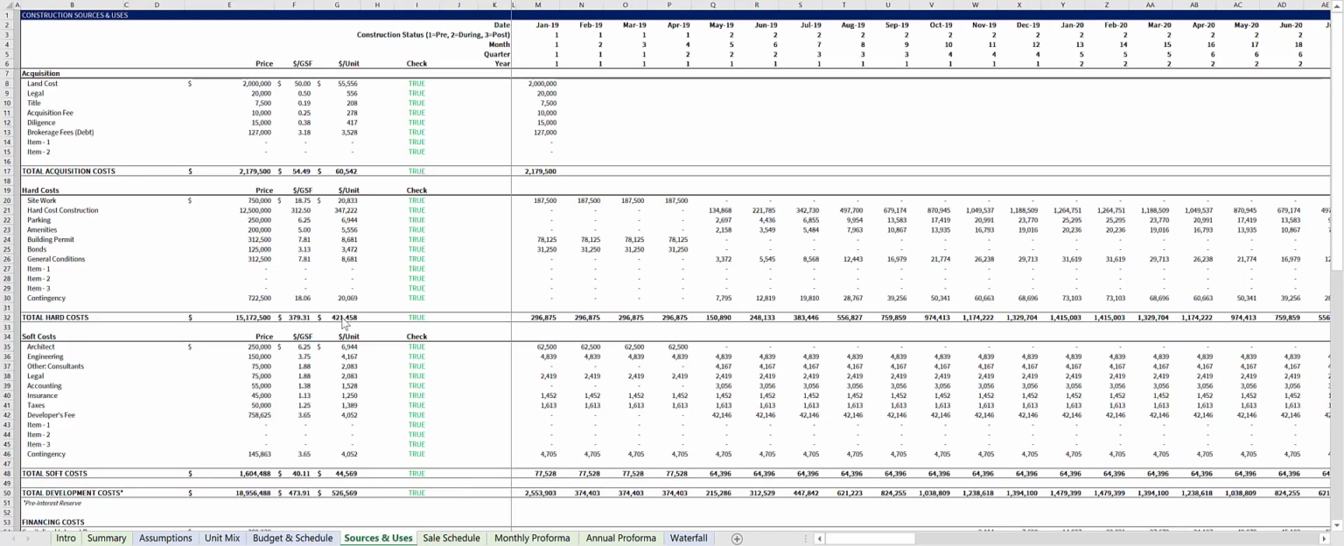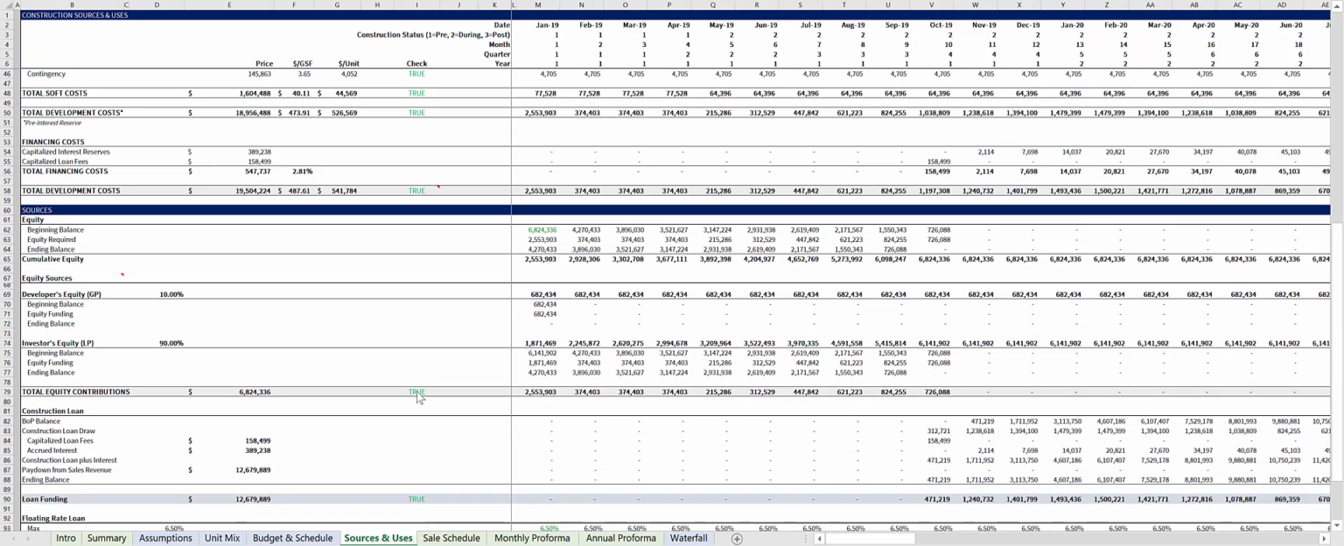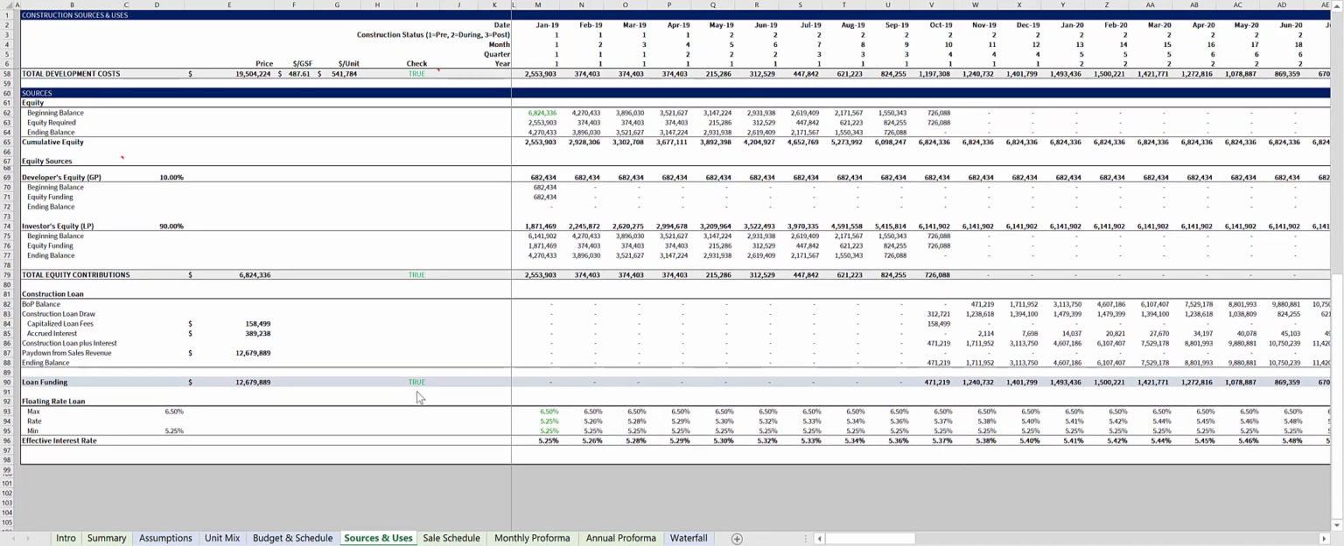The top of the Sources and Uses tab calculates the dollar amounts for each of the budget inputs in the Budget and Schedule tab. Below is where the sources of funds are calculated. This model funds equity first and then debt. The construction loan calculations in this tab are circular, so we've added checks to verify that all the calculations line up. Also, it's important to note that since this is a condo development model, the debt is paid down first before profits are distributed to the equity partners.